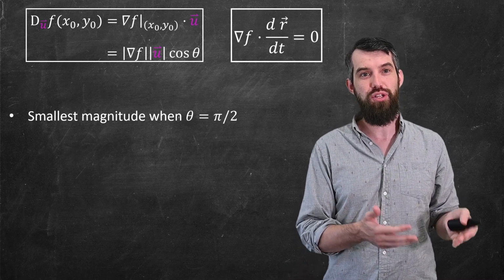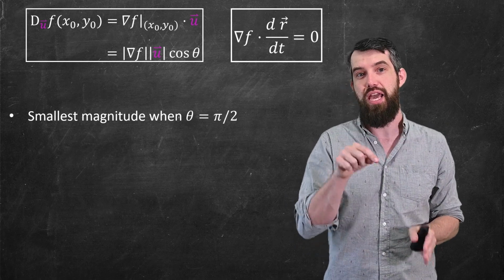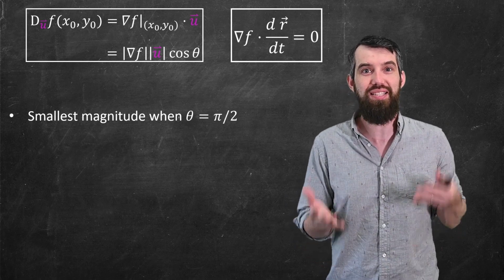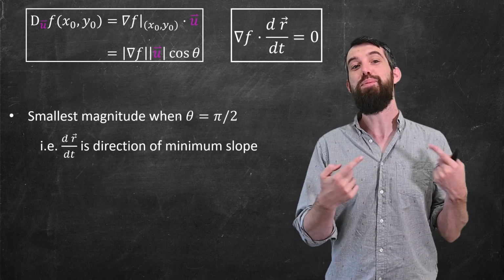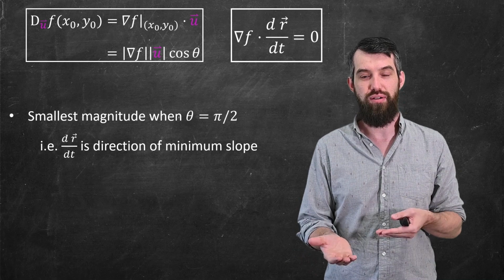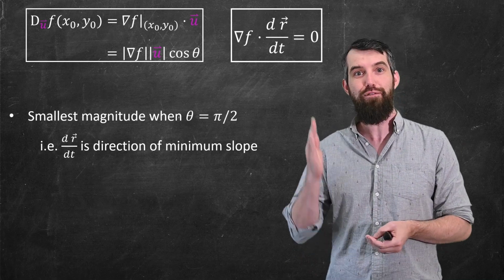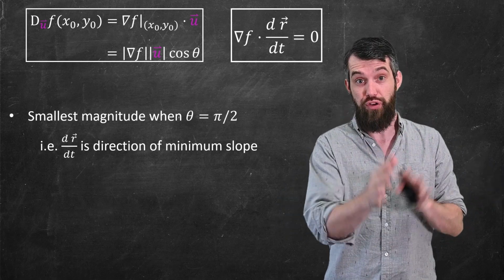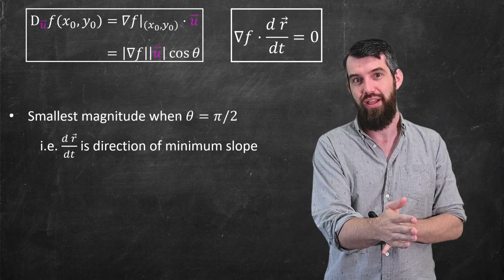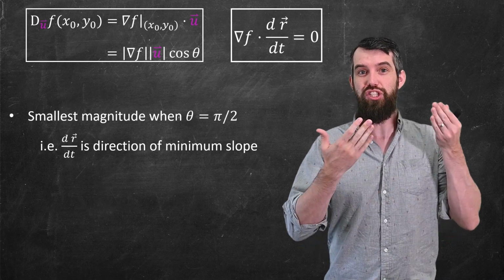And if theta is pi over 2, what this means is that the gradient and the u vector have a 90-degree angle between them. Well, that's the same thing as saying their dot product is 0. So in other words, the smallest magnitude of the directional derivative occurs when you have dr dt as your direction. So if you're traveling in the direction dr dt, you're traveling along that level curve, you're going tangent to that level curve, then, as you'd expect, the directional derivative is just 0.